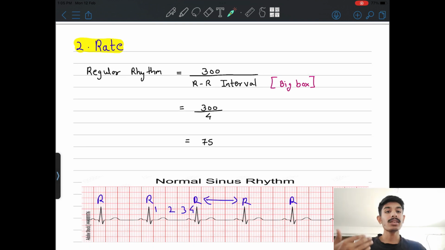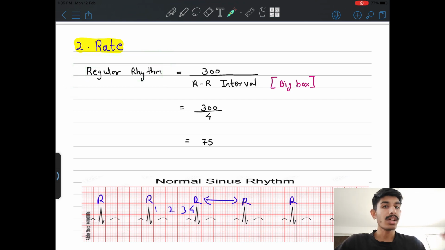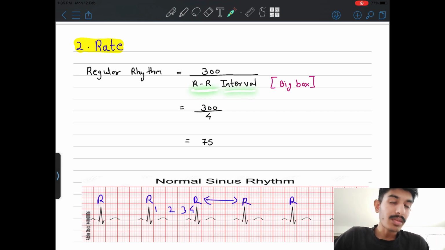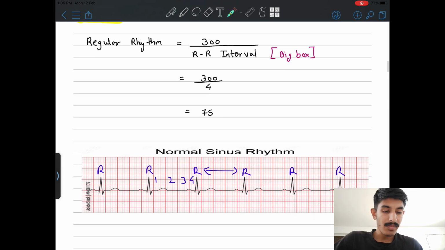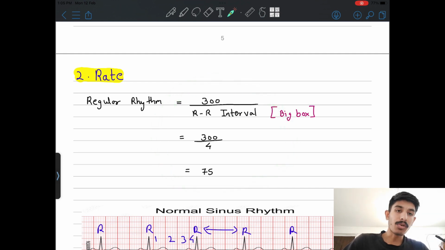How will we calculate the rate? As I told you, the RR interval is counted by big boxes. For example, there is a regular rhythm and the patient is normal, and you want to calculate how fast the heart is beating. You count the big boxes between 2 R waves. Look at this example: this is RR and RR. I count 1 2 3 and 4, so there are 4 big boxes in the RR interval. I write 300 divided by 4, which is equal to 75. So remember this formula: 300 divided by the big boxes in the RR interval. You can calculate the normal heart rate this way.